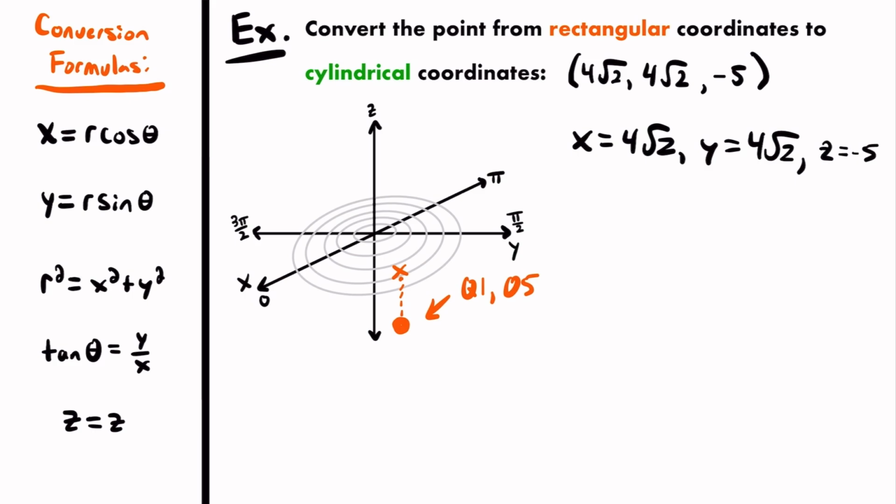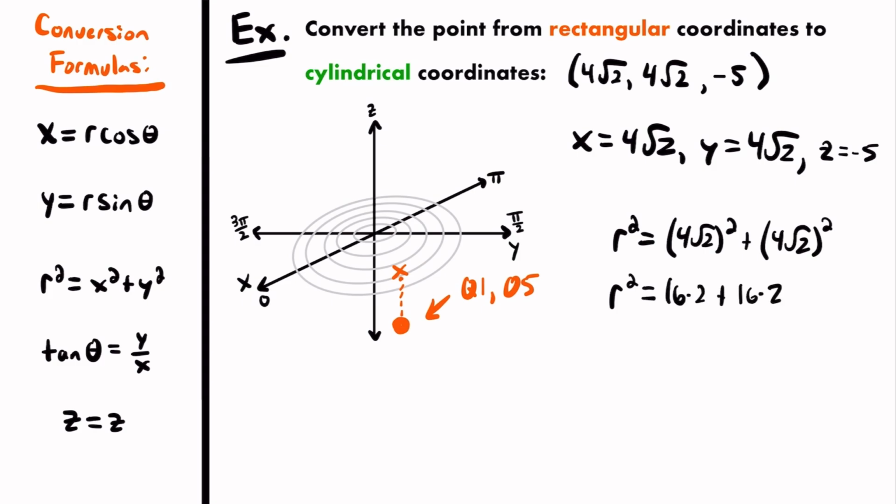But now let's find them. Let's find r and theta. Once again, we want to use these two conversion formulas, r squared equals x squared plus y squared, and tangent theta equals y divided by x. We'll have r squared is equal to x squared, so we have 4 square roots of 2 squared plus y squared, so we have 4 square roots of 2 squared, and then if we simplify, 4 squared is 16, the square root of 2 squared is just 2, so r squared is equal to 16 times 2 plus 16 times 2. 16 times 2 is 32, and so if you add 32 to itself, you get 64. So r squared equals 64, which means r equals plus or minus 8. So those are our two radius values to pick from.